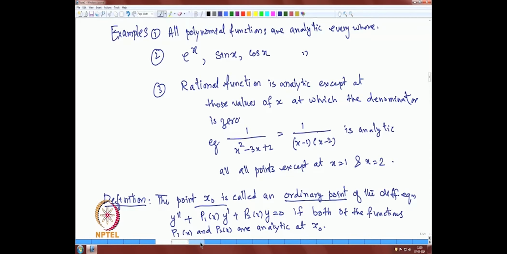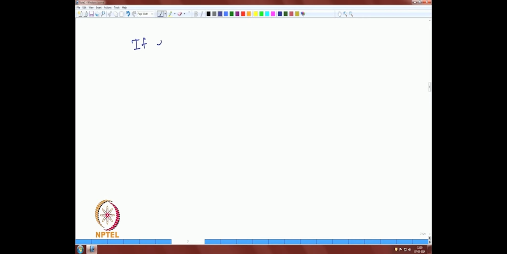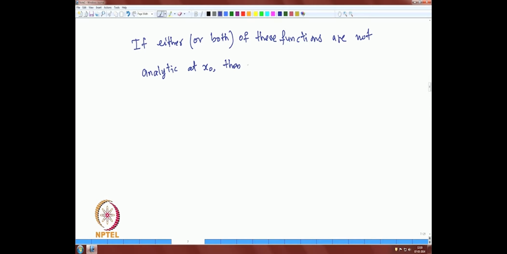A singular point: if either or both of these functions are not analytic at x0, then x0 is called a singular point of the differential equation.